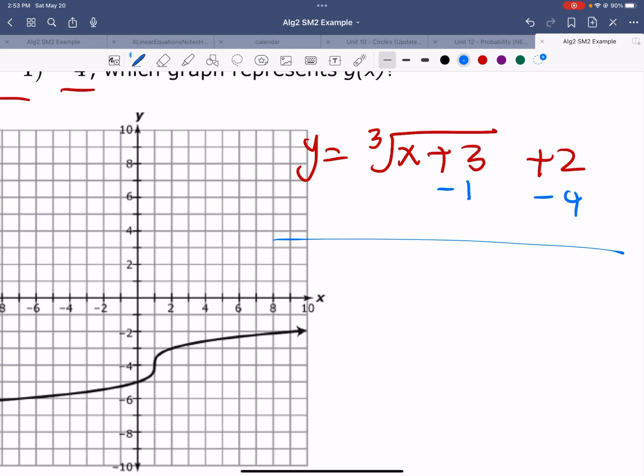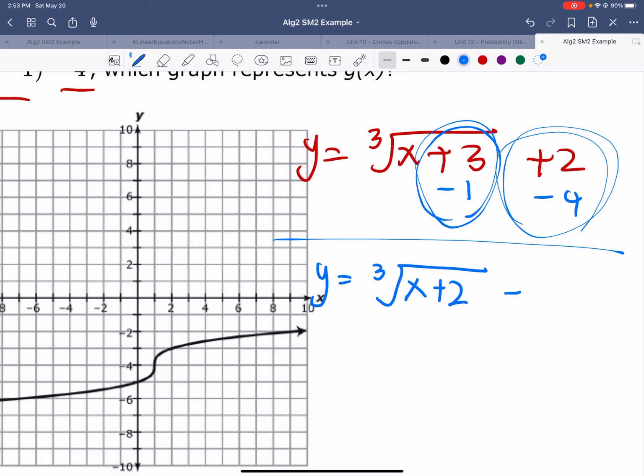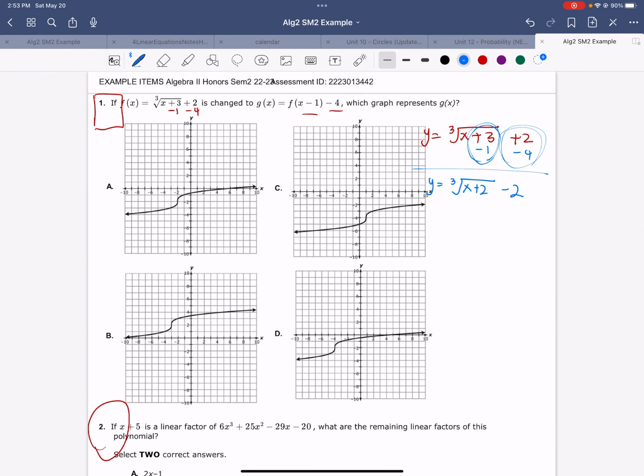So let's see what you get. y equals cube root of x, 3 minus 1 is plus 2. If you don't know what to do, use decimals. And 4 minus 2 is minus 2. Remember, this minus 2 is outside of this cube root. So that's it. And the question says, which one is the g of x?